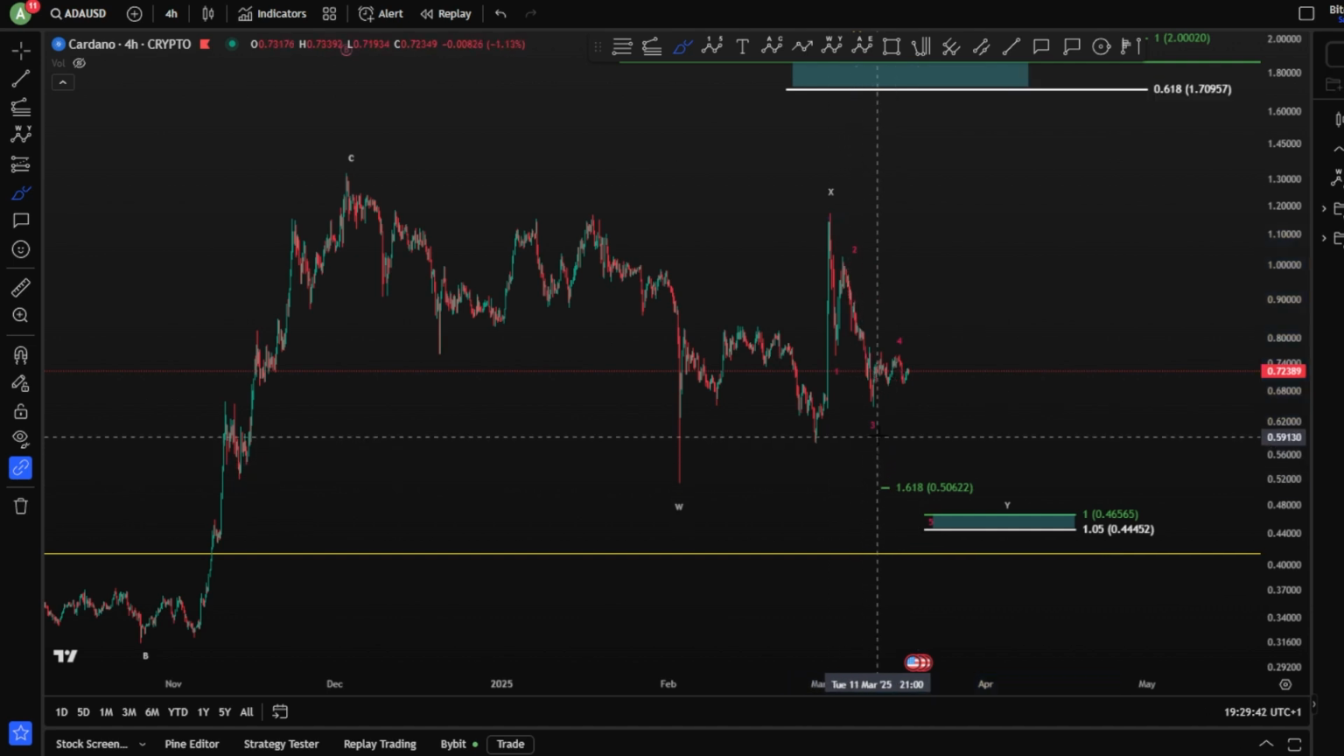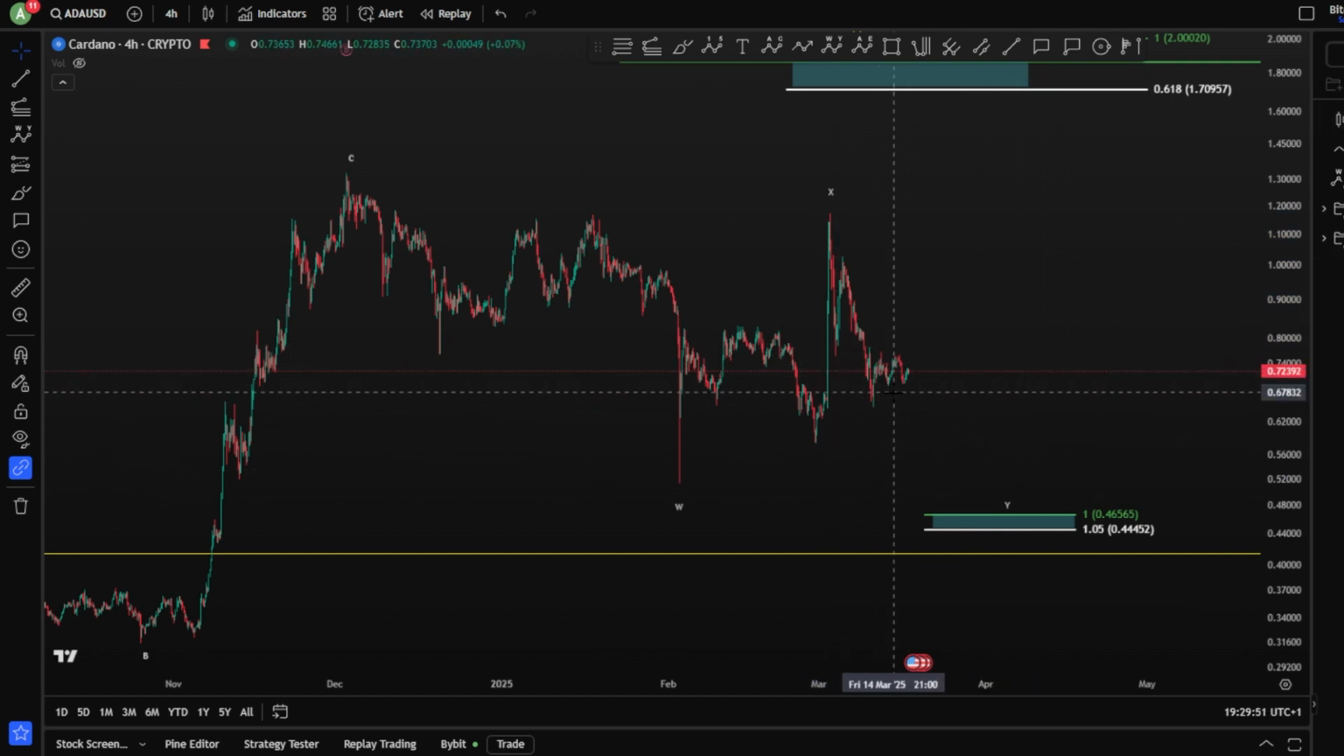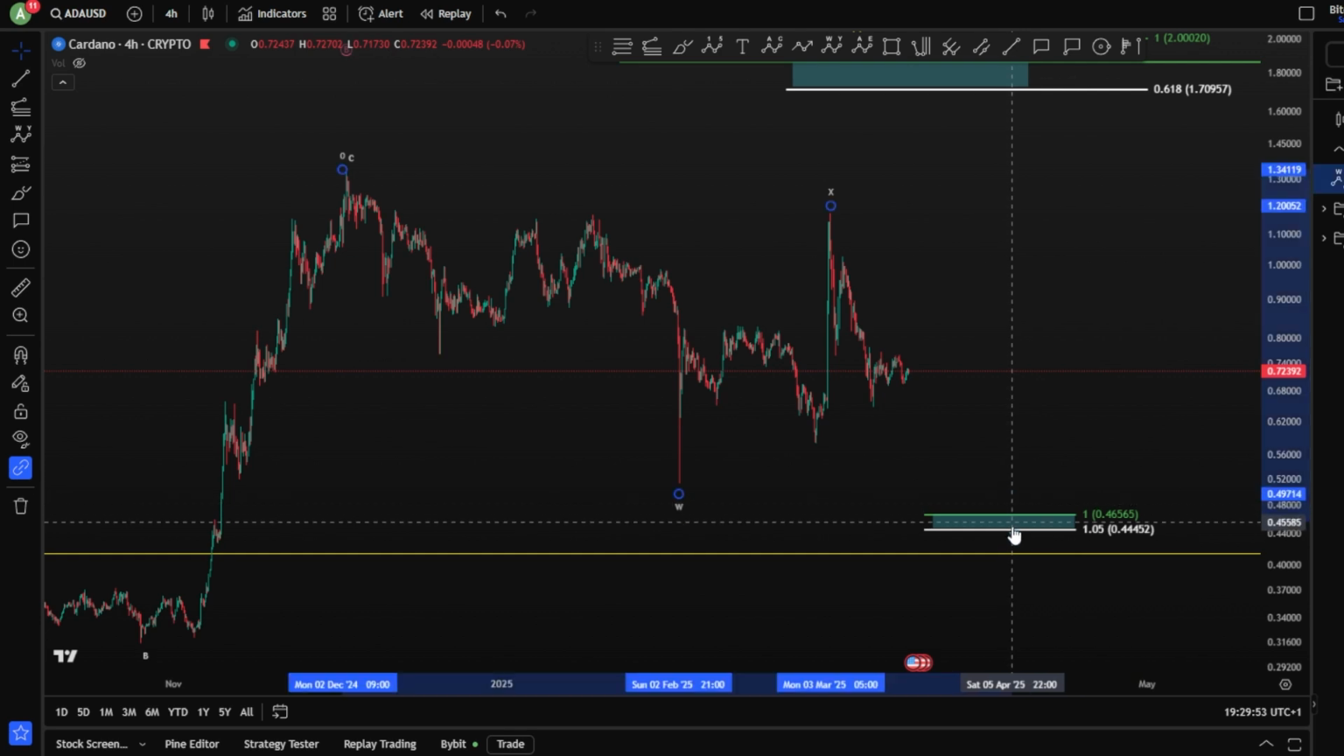So these are the scenarios right now. We don't have 1, 2, 3, 4, and 5. This is to be updated for ADA since we have invalidated this scenario. And we're looking for a wave Y.